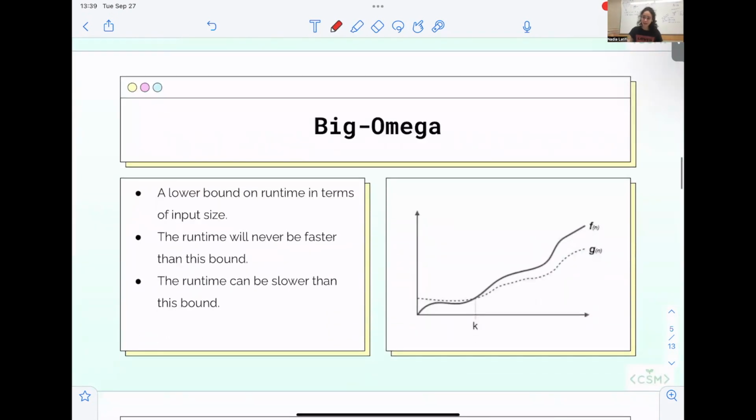Now, the complement to that would be big omega. Big omega is a lower bound on runtime in terms of input size. This is telling us that the runtime will never be faster than this bound, but the runtime can be slower than this bound, okay? So right here, this is my big omega, okay? It's a lower bound for my function right there, f of n, okay?